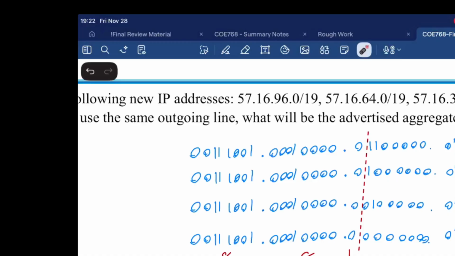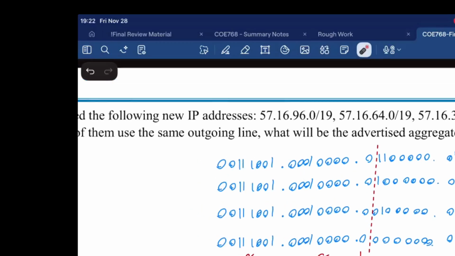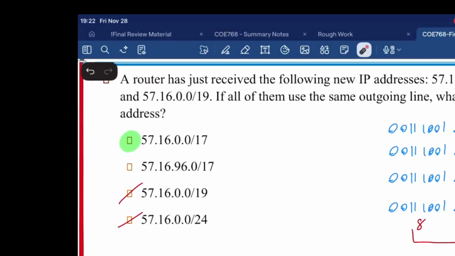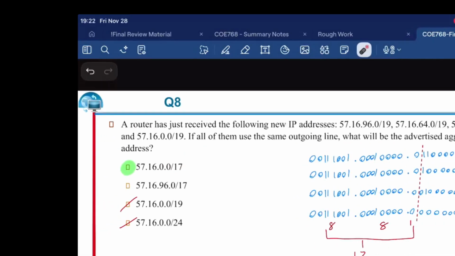So you can see this is all 57, this is all 16, and these are zeros, but then you have this bit flip, which is 1, and then you have 2 zeros. So you're not allowed to use that as your actual value, and therefore when you see the number of bits that you're using in this part, which is 17, that's where you would use this as your subnet. Oh, okay.